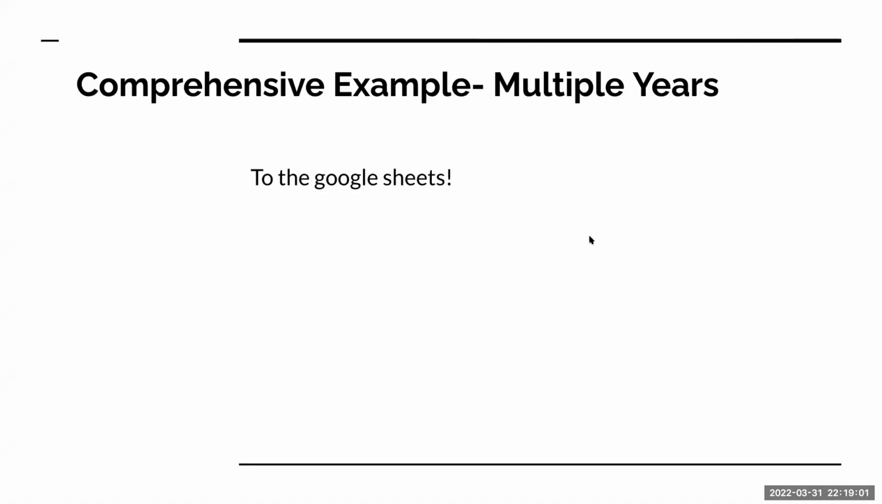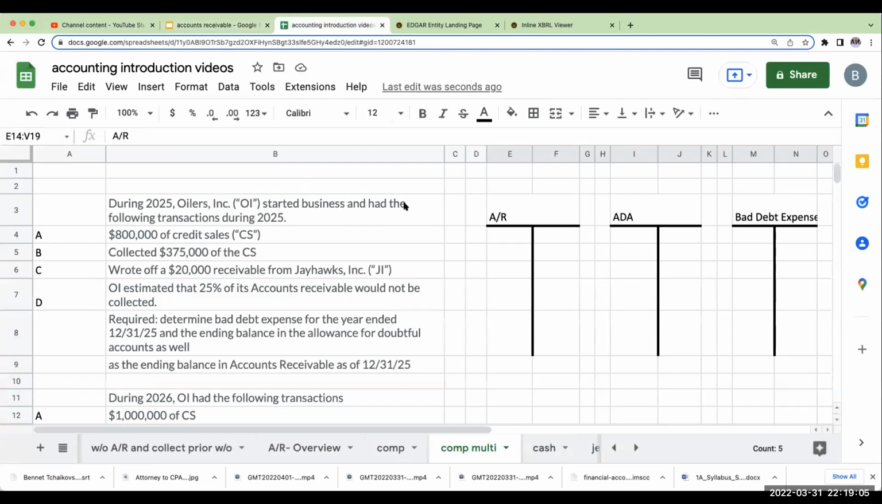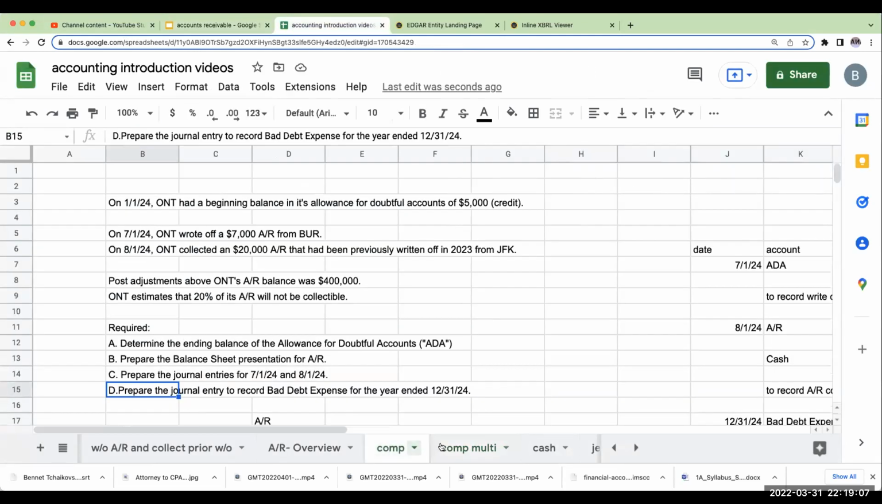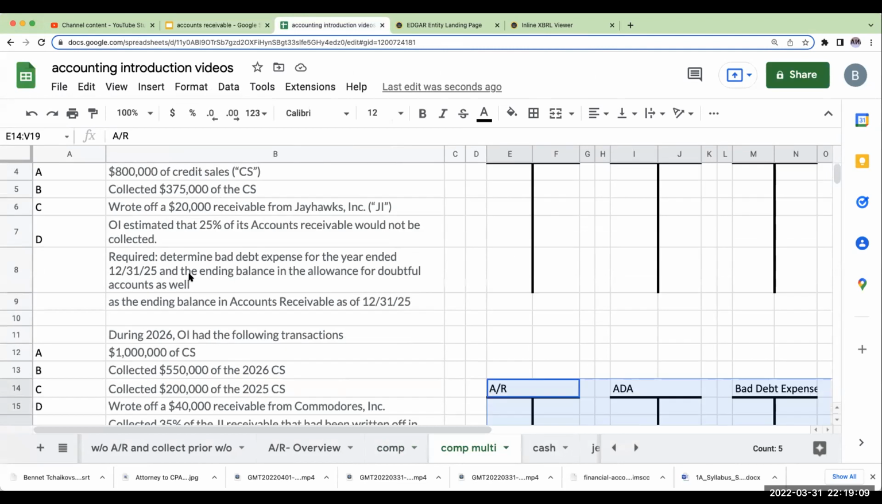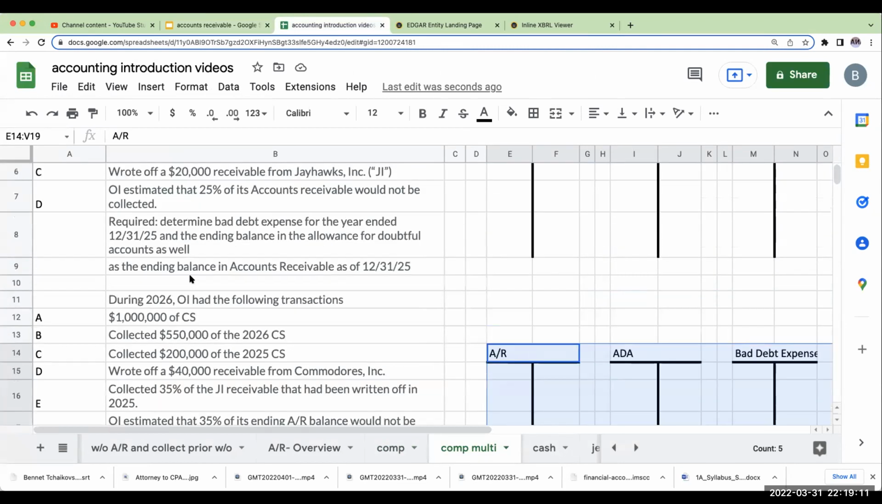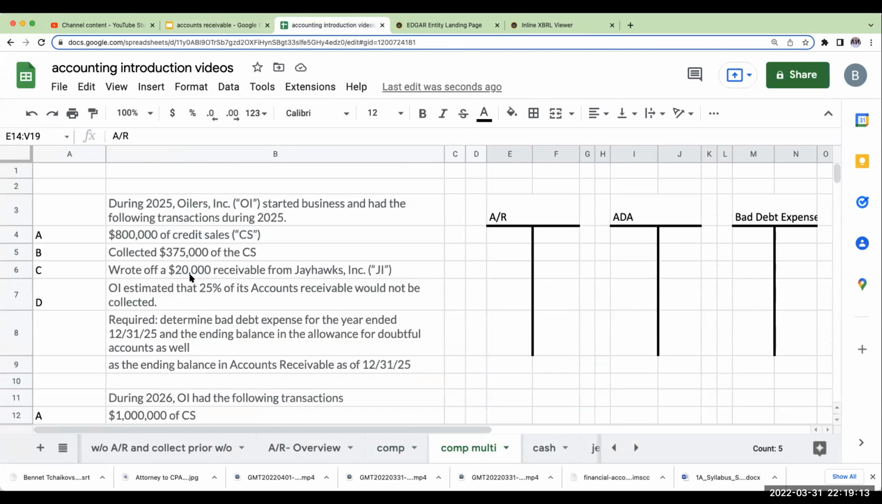So let's go ahead and go to our Google Sheets. This question is going to be a little bit different than the one we just went through. The reason why this is different is we're going to be looking at things over a period of 2 years. For this type of question, I generally don't ask my students to prepare journal entries.